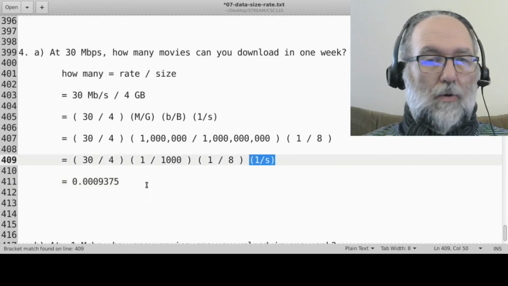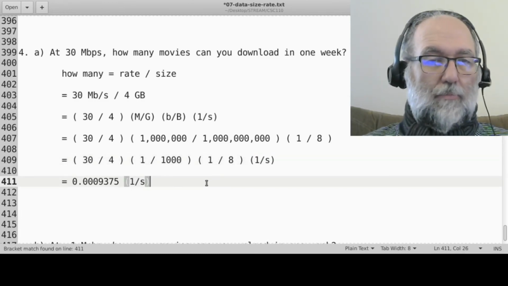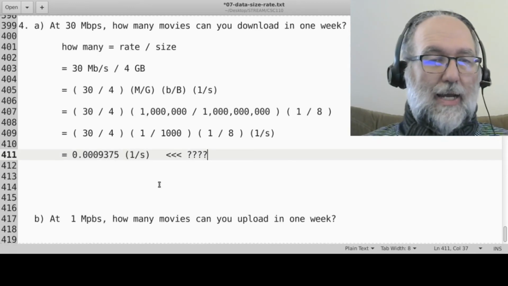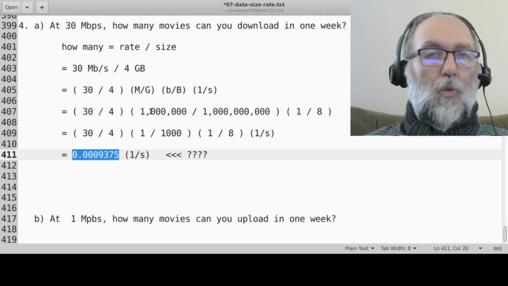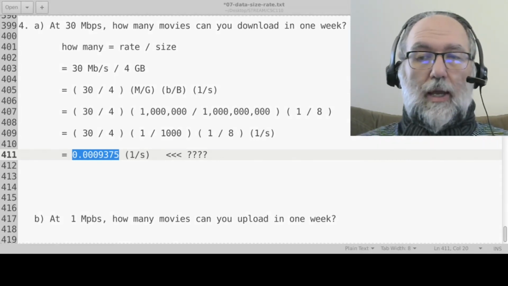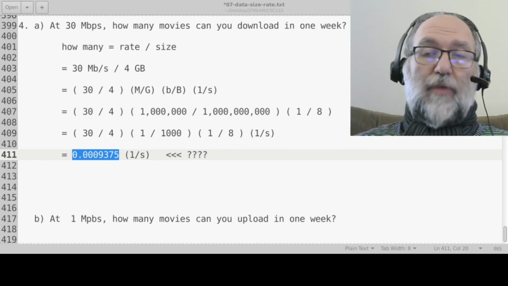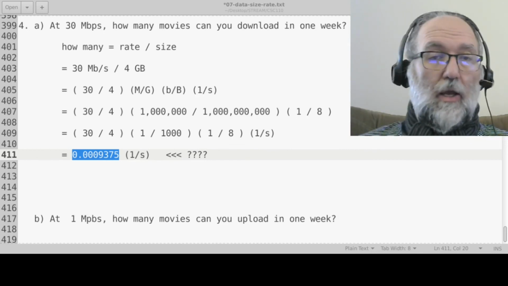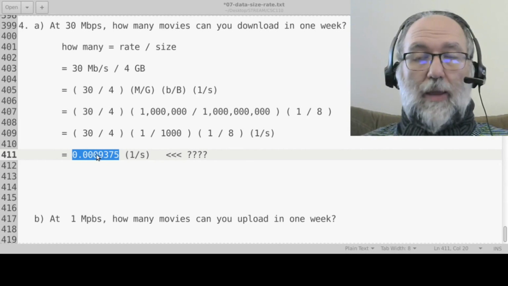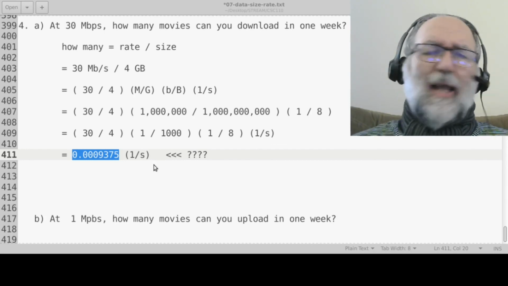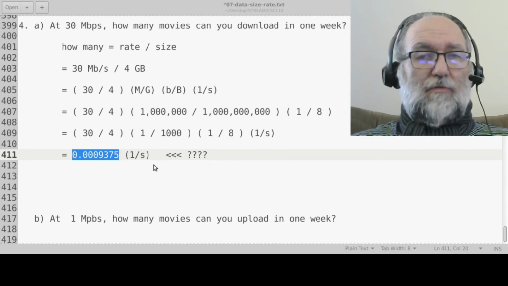Now we're not done with the problem, but let's just stop right here and ask, what does this mean? That's a tiny number. And you say, well, why am I getting this tiny number? The reason is that's the fraction of a movie that you download in 1 second. So it's that much of a movie per second. Even at a 30 megabit per second speed, you would expect you'd only get a fraction of the movie every second.